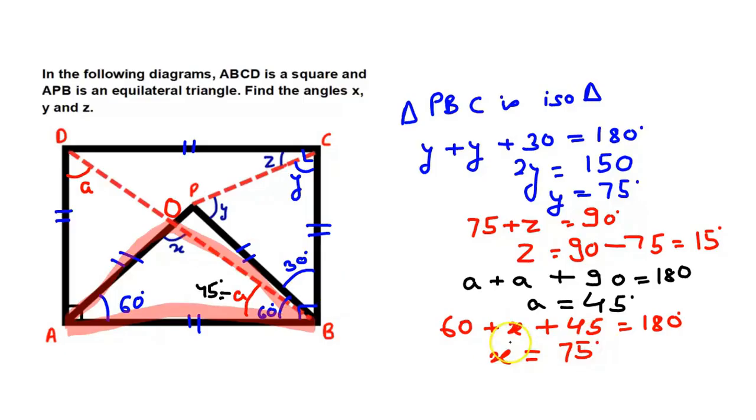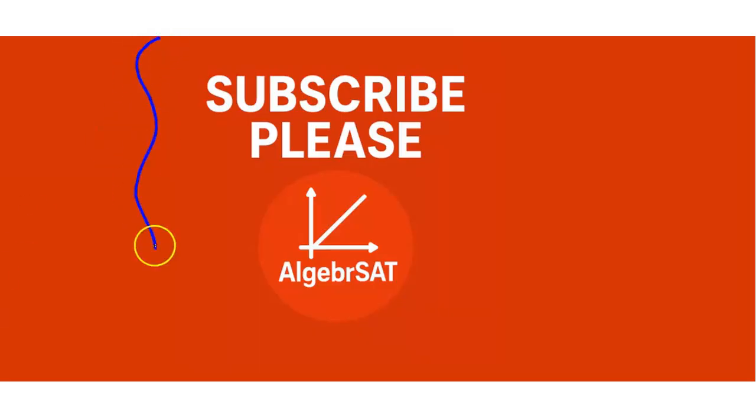So these are the answers. x is coming as 75 degrees. y is coming as 75 degrees and z is coming as 15 degrees. And remember to do this one also.